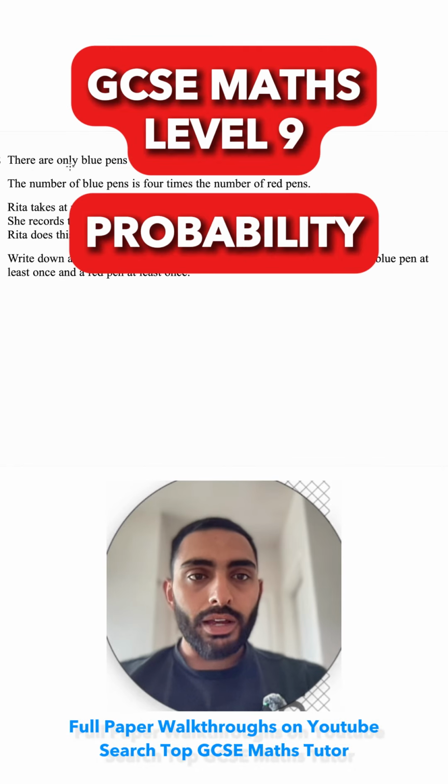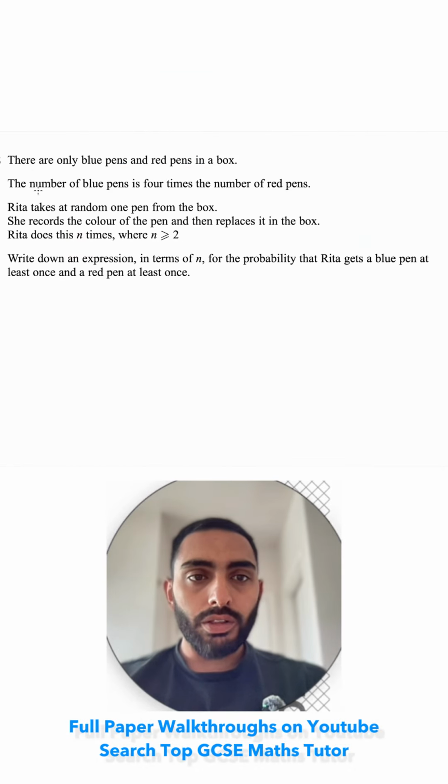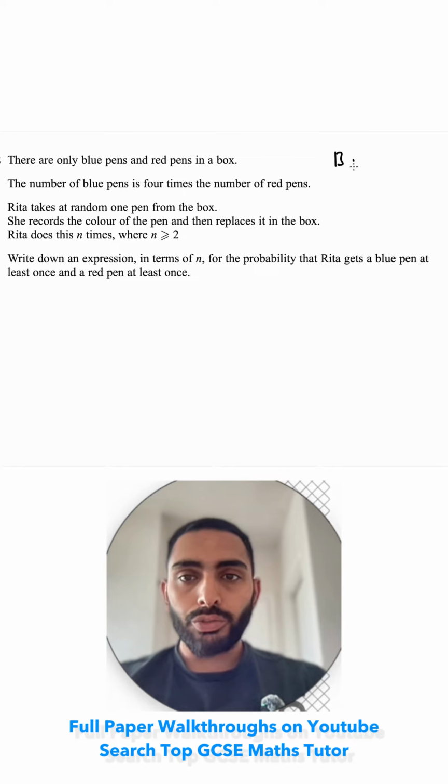Question 22. There are only blue pens and red pens in a box. The number of blue pens is 4 times the number of red pens. So I'm going to write blue to red is in the ratio 4 to 1, because the blues are 4 lots as many as the reds.